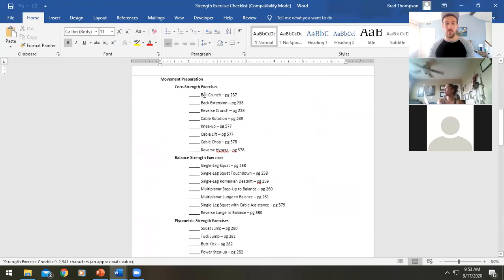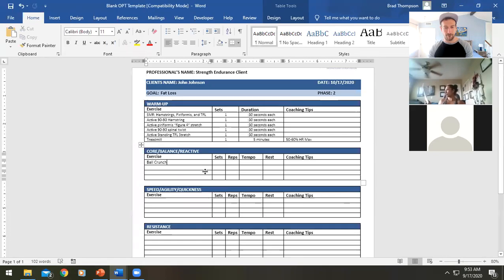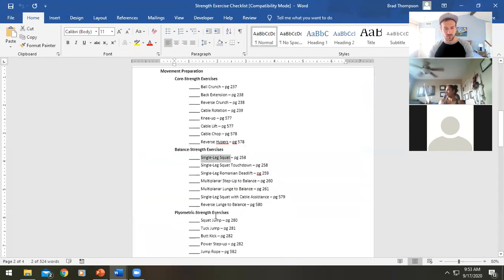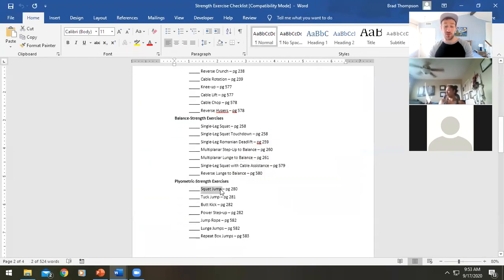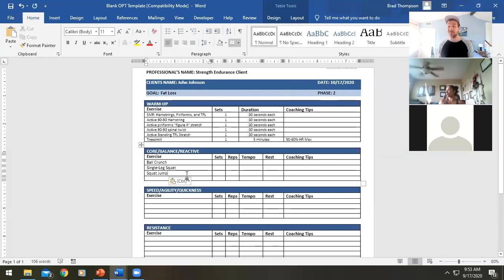And I'm going to go with a ball crunch. And I'm going to go with a single leg squat. And I'm going to go with a squat jump. That actually worked pretty well. That's a good pair compared to last month. Those are all very similar. Marching is not too far off of a ball crunch. Single leg balance, I guess, is somewhat far off, but that's not bad.